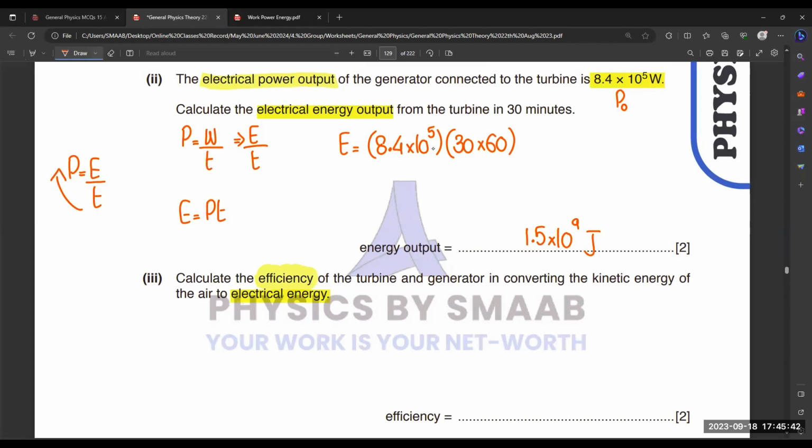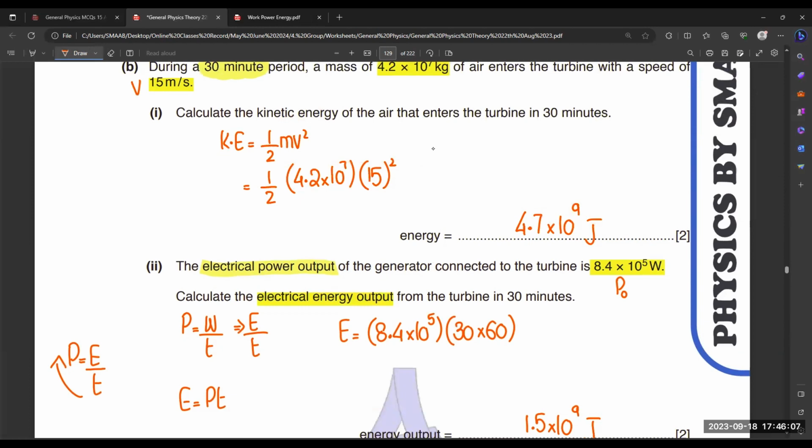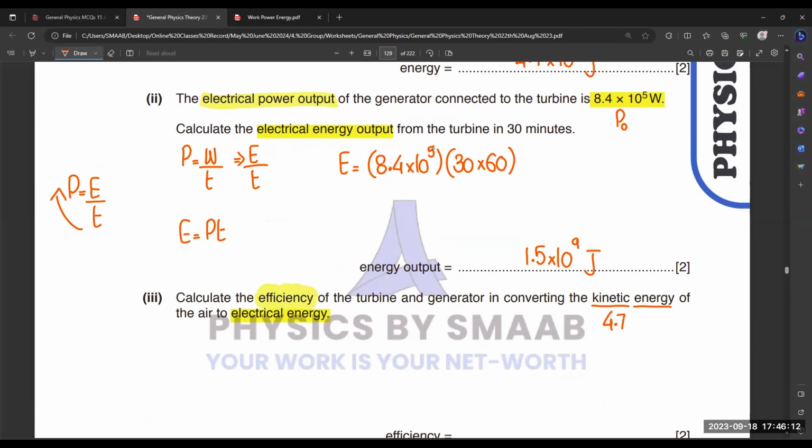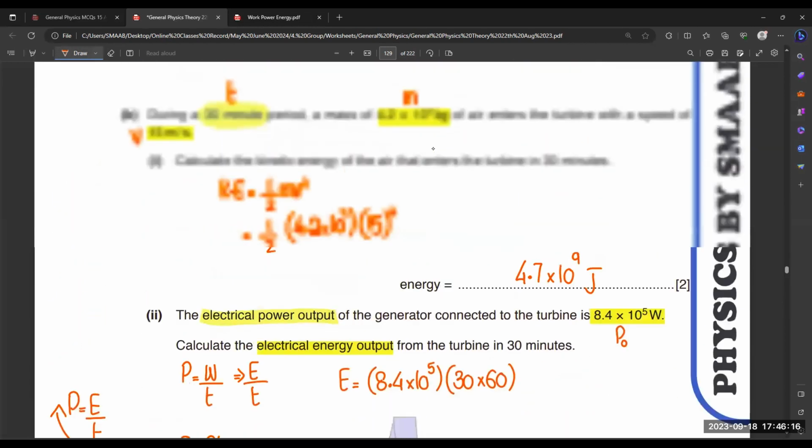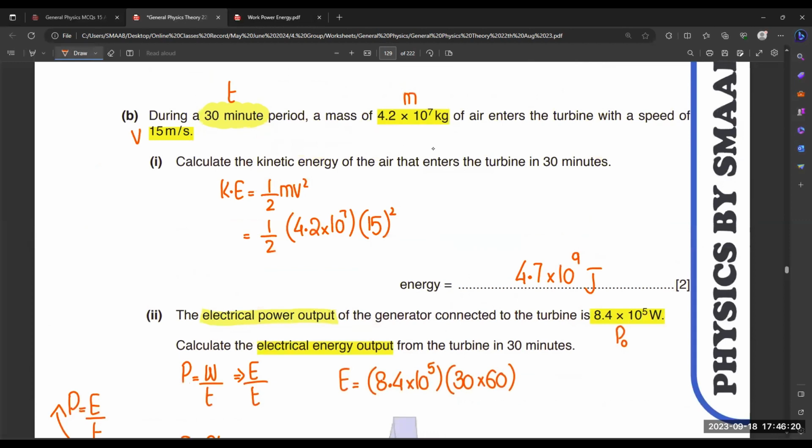And the electrical power output of the generator connected to the turbine is 8.4. And we calculated the energy output from the turbine in 30 minutes. And we calculated the kinetic energy because they are talking about the kinetic energy. So the value of kinetic energy is 4.7 exponent 9. And in the question, they give you the reference: a mass of this amount of air enters the turbine with a speed. So basically the kinetic energy you calculated, is it input or output? Because in this question, you have to identify the correct part for input and output. If you take the wrong reference, your efficiency will always be wrong.